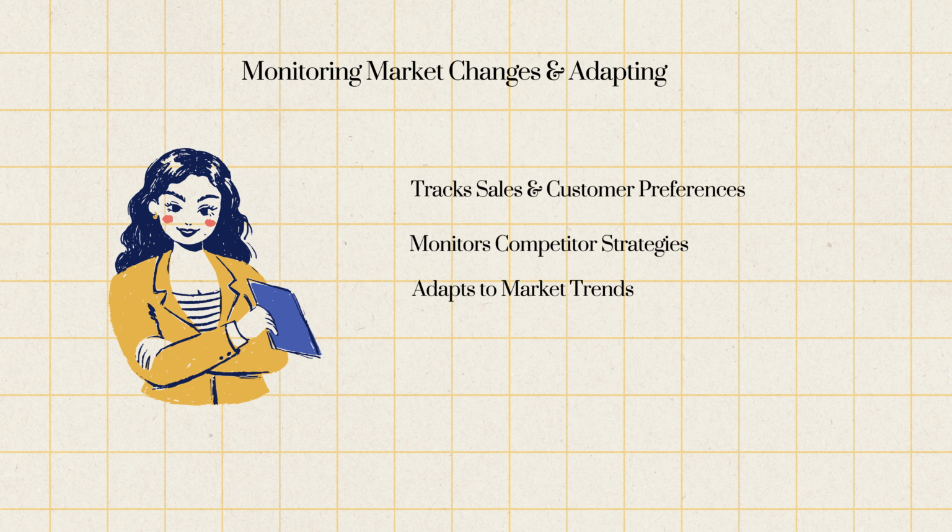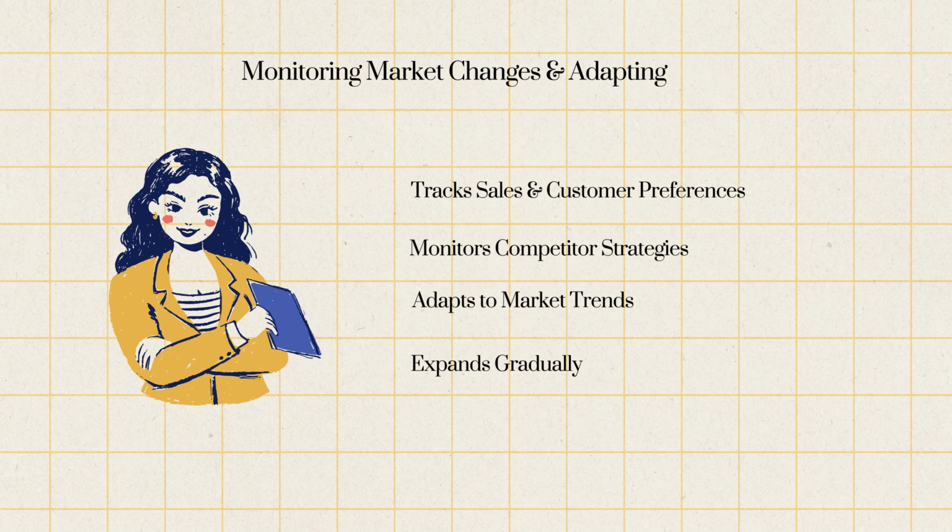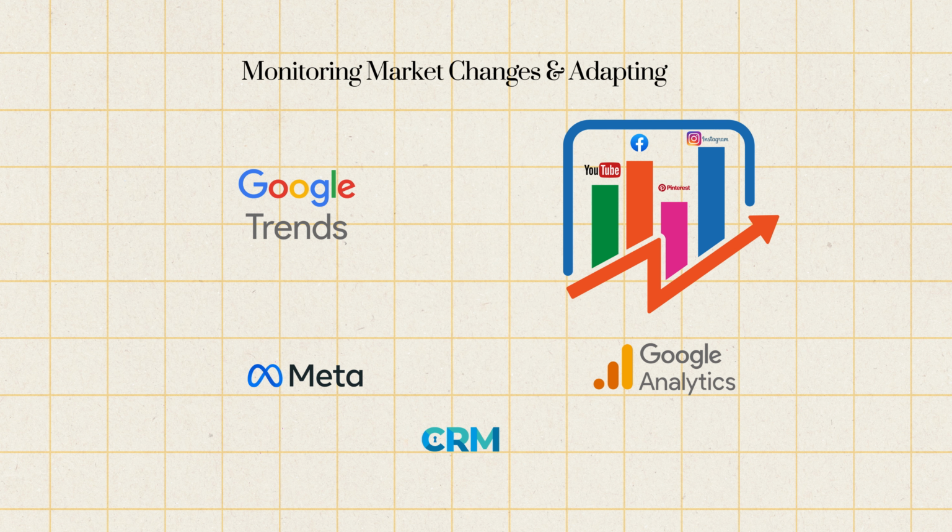To stay at the top, she identified 4 key focus areas: track sales and customer preferences, monitor competitor strategies, adapt to market trends, expand gradually. To achieve this, she uses tools like Google Trends, social media platform analytics, Meta and Google Analytics, and CRMs to track consumer behavior and market shifts.